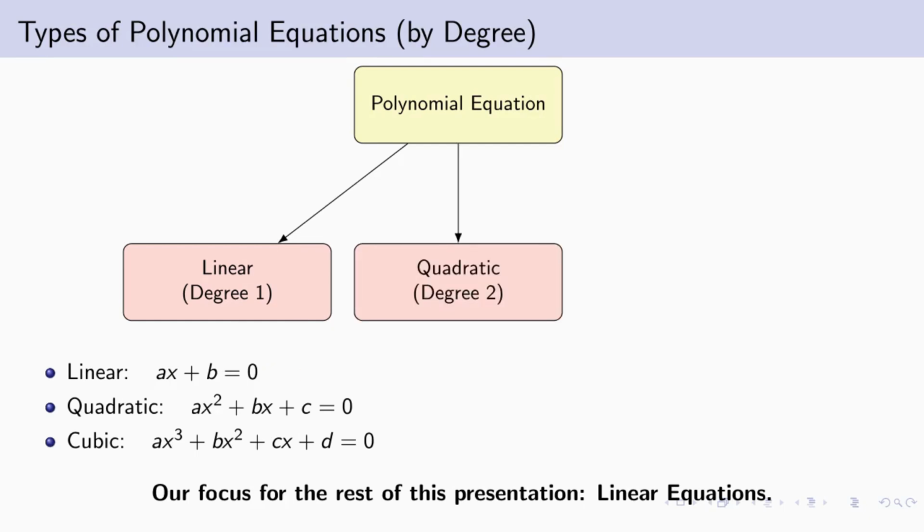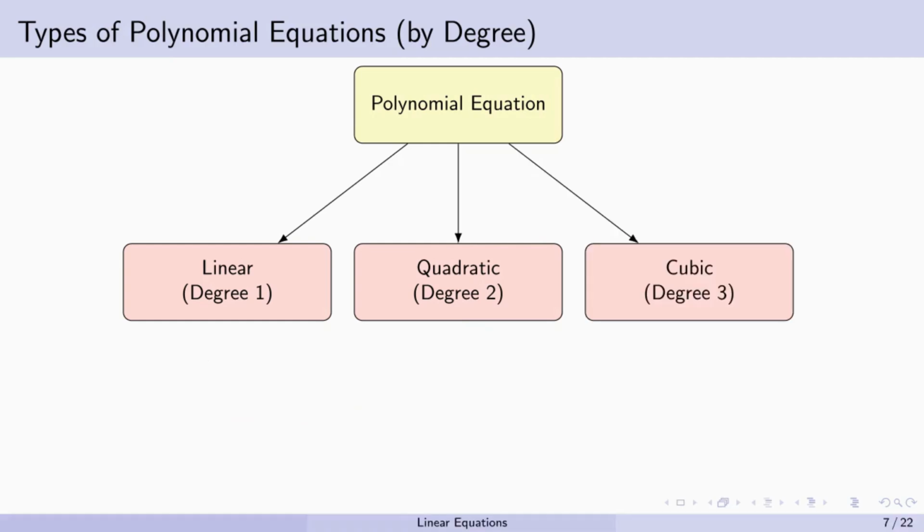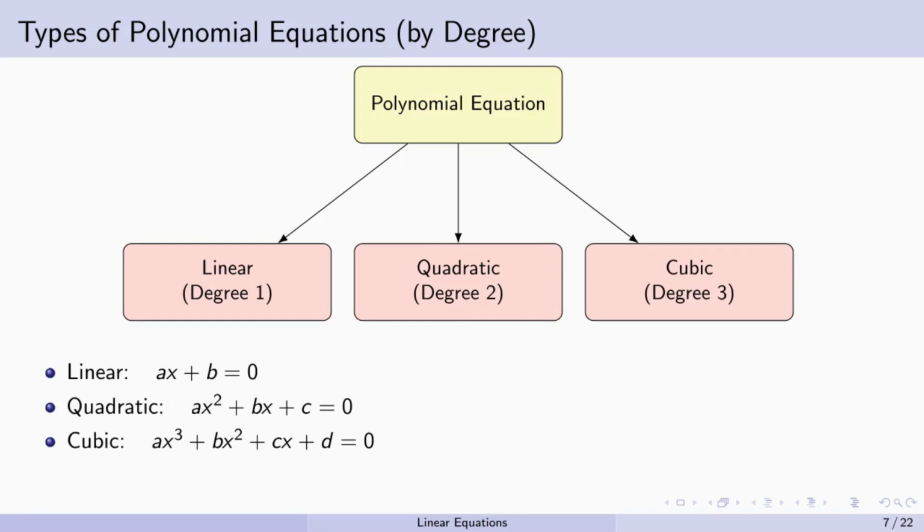We have the second one, quadratic. A quadratic equation is a polynomial equation in degree 2. It looks like ax squared plus bx plus c is equal to 0. Also, we have cubic. A cubic equation is an equation in degree 3. This is how it looks like. ax cubed plus bx squared plus cx plus d is equal to 0.